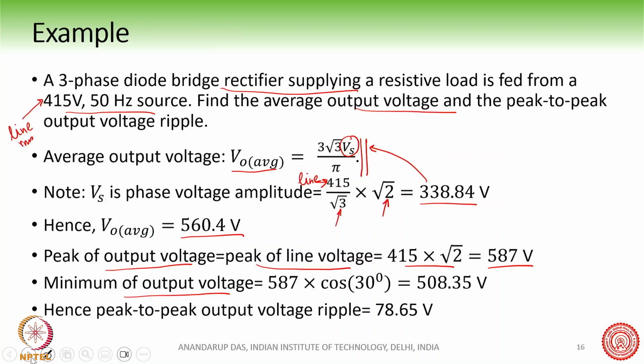Therefore, this is 587 into cos 30 degree, so this value will be 508 volt. Hence the peak to peak output voltage is this minus this, and we get 78.65 volt. So this is how we can get the values.